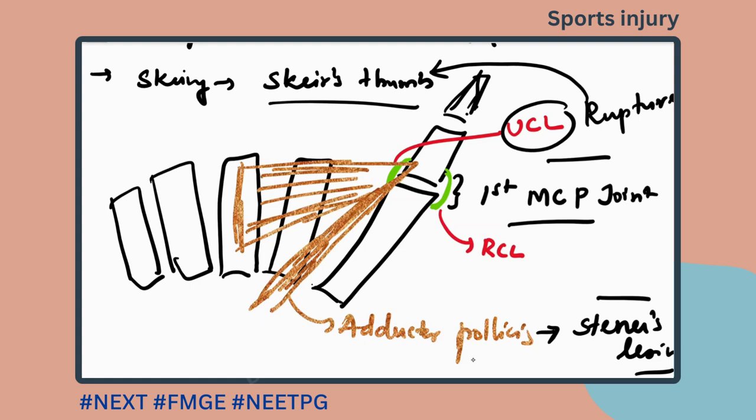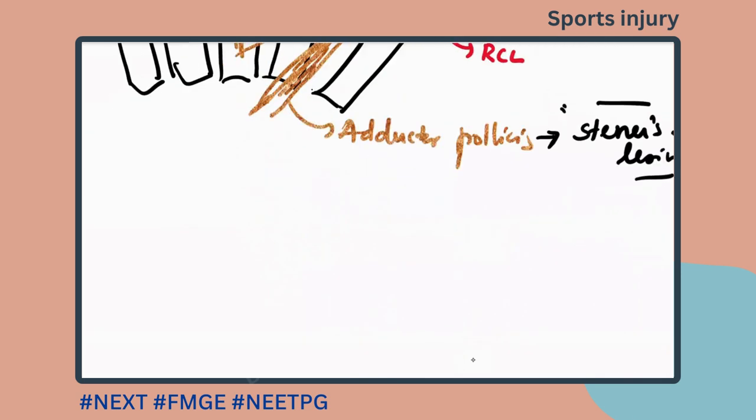When the ligament gets ruptured, the adductor pollicis muscle gets interposed between the bone and the ligament, and it prevents the ligament from healing. Such a lesion is called a Stener's lesion. Okay, so these are certain sports injuries which we saw.